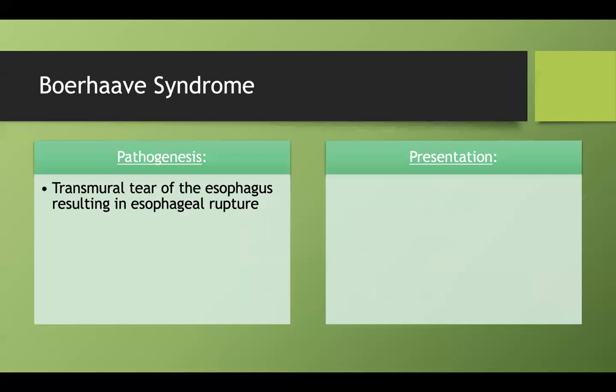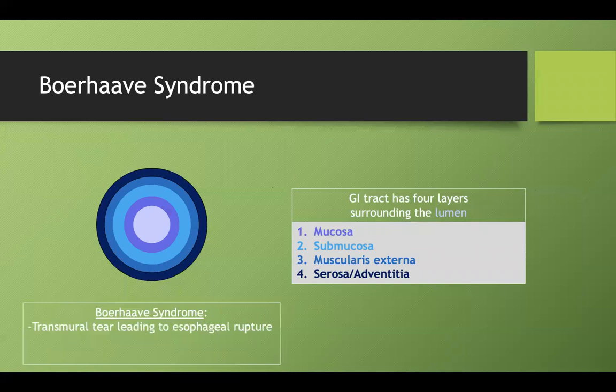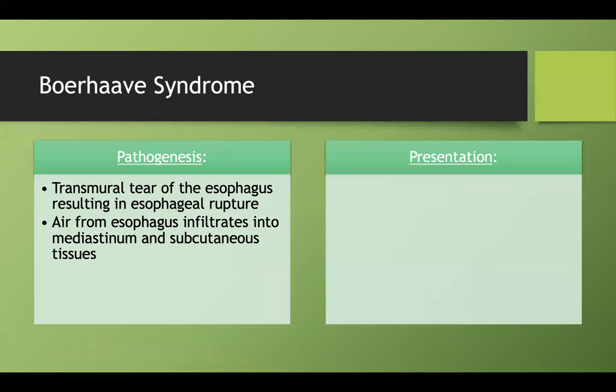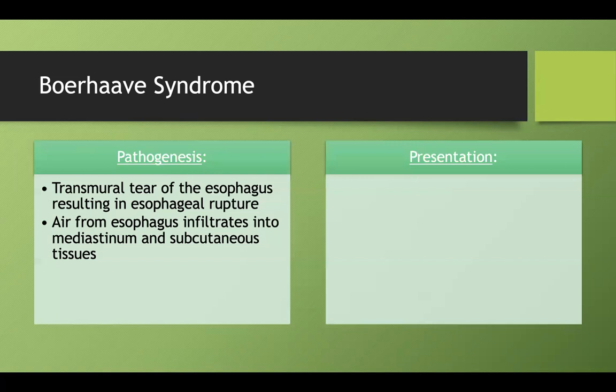So Boerhaave syndrome is a transmural tear of the esophagus, which means it goes through all 4 layers. Okay, so this was Mallory-Weiss syndrome. In Boerhaave syndrome, instead of just affecting the mucosal layer, we're going through all 4 layers. And this could be very dangerous because this can rupture your esophagus. Another thing you might see is that air from our esophagus can infiltrate into the mediastinum and the associated tissues, the subcutaneous tissues. Because there's a tear and now there's a pathway between our lumen and our subcutaneous tissues, air can actually flow right through that.